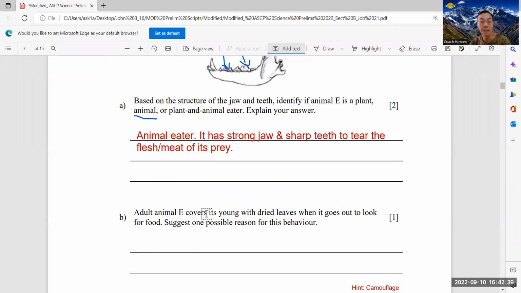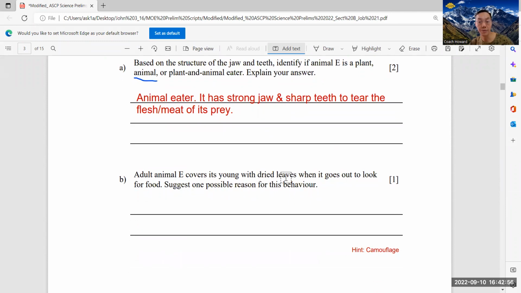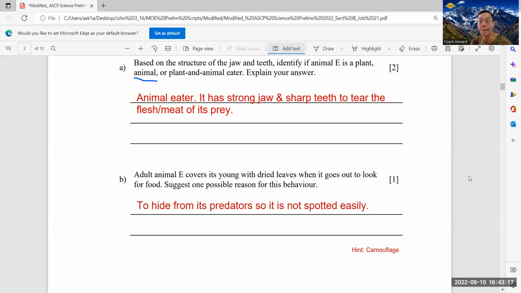This animal E covers its young with dried leaves when it goes out to look for food. Okay, they ask you to suggest one possible reason. So no explanation is needed when you see the word suggest. So basically, when the young are covered with dried leaves, I put a hint here: it is to camouflage. So you can say it is to hide from its predators, so it will not be spotted easily. Okay, this is the suggested answer, which you can put here: to hide from its predators, so it's not spotted easily.